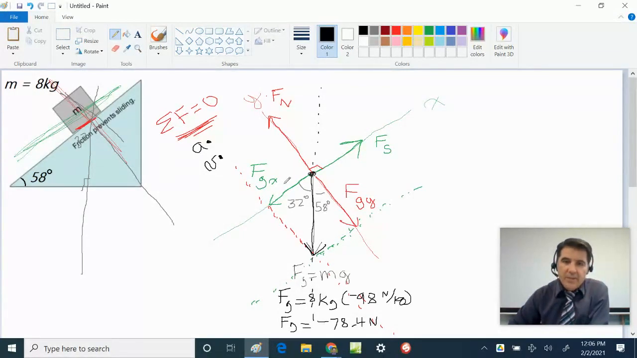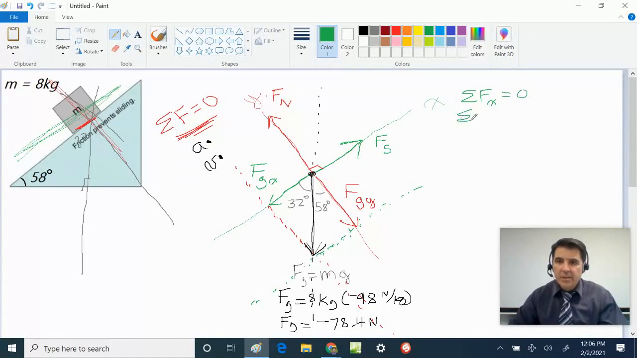Okay, so then continuing on, we look at the relationships between these. I need to find the components of these. So in the x direction, I'm going to write the sum of the forces. That's not green, that's blue. I'm going to write the sum of the forces in the x direction is equal to 0.